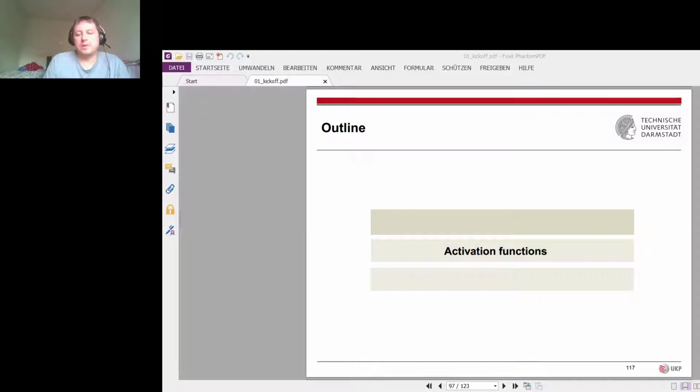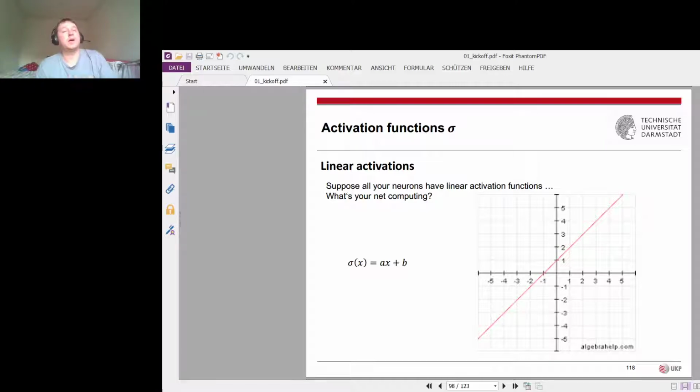Well, let's look now at some activation functions. We have already seen one activation function. This was the step function, but now let's look at other ones. We could make a linear activation function that has this form here, ax plus b. So this is just a linear function.